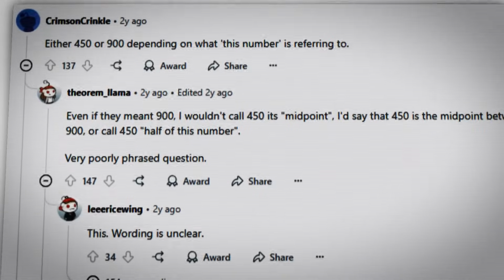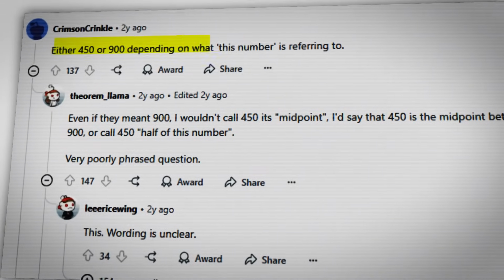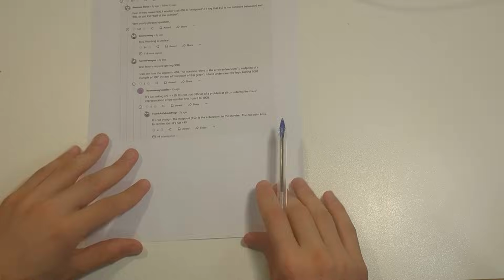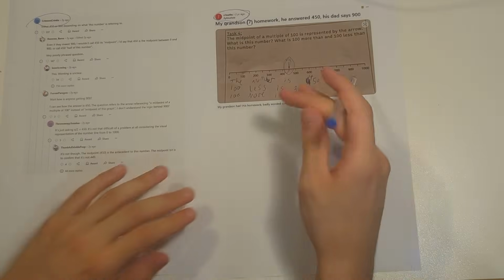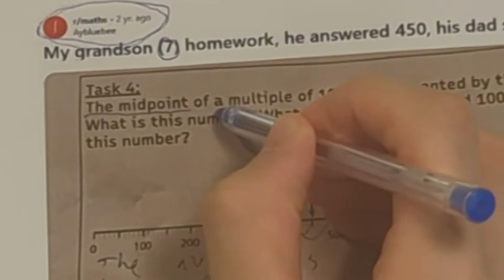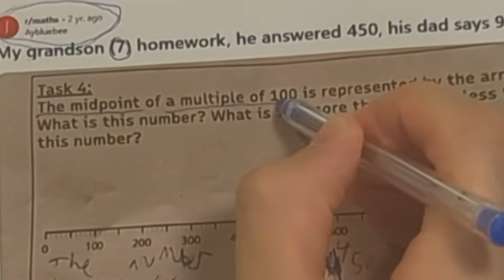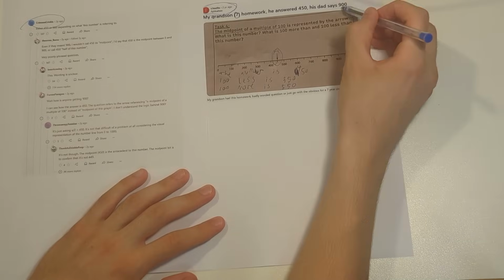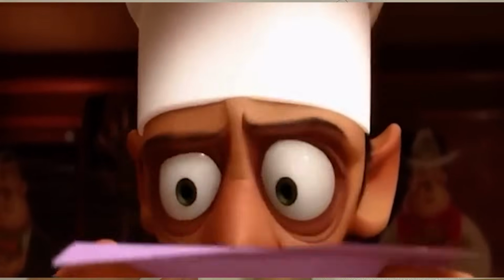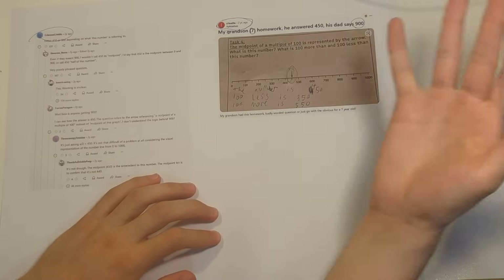Crimson Crinkle said either 450 or 900 depending on what this number is referring to. So then I had a look at the question again, and it asks this number, but this could be referring to the midpoint, or it could be referring to a multiple of 100. So is it asking what is the midpoint, which is clearly 450, or what is the multiple of 100, which is 900? Now the dad's answer makes sense. It's important in any math question that you read the question carefully. So the answer's 900, right?